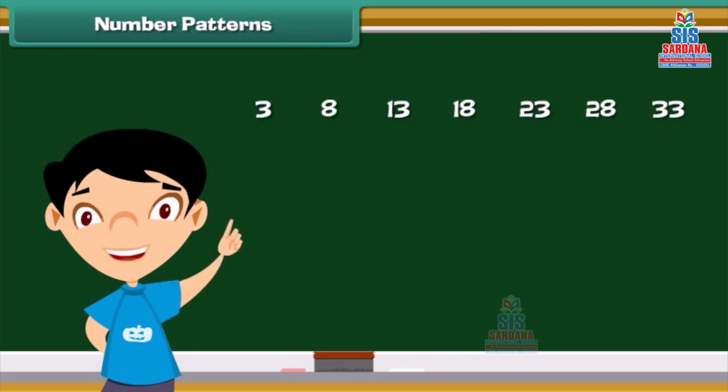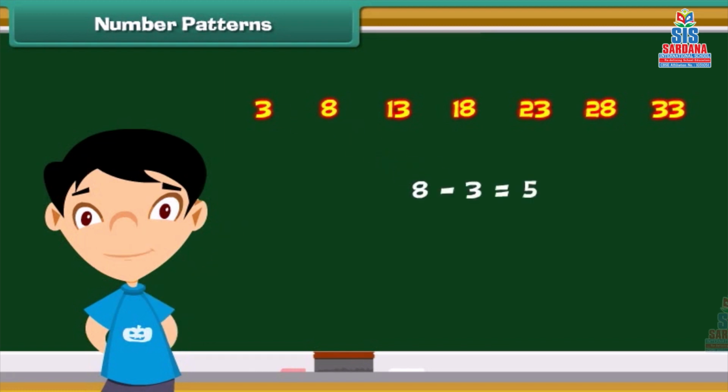Consider another series of numbers 3, 8, 13, 18, 23, 28, 33. These numbers are also arranged in a way that the difference between two consecutive numbers is always 5.